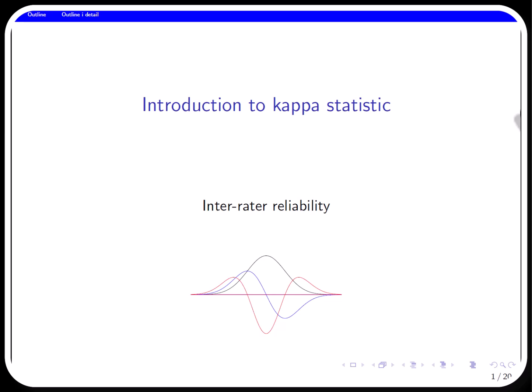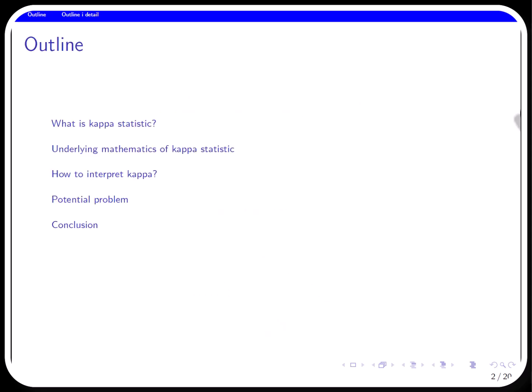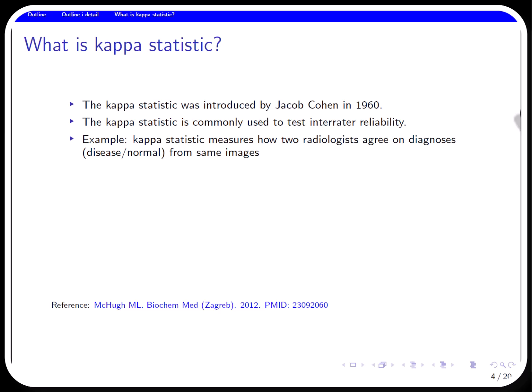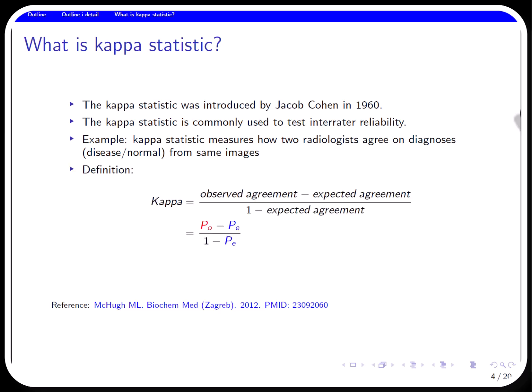Introduction to Kappa statistic. What is Kappa statistic? The Kappa statistic was introduced by Jacob in 1960. The Kappa statistic is commonly used to test inter-rater reliability. For example, Kappa statistic measures how two radiologists agree on diagnosis, disease or normal, from the same images. This is the definition for Kappa statistic.